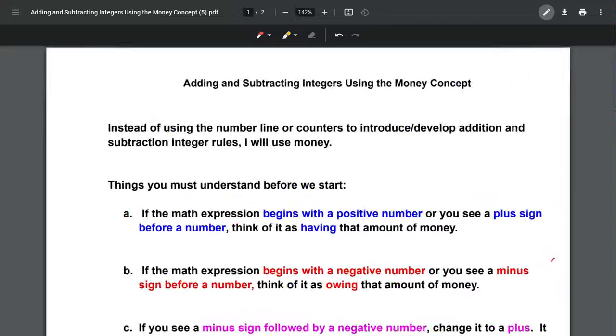All right, so I noticed Friday some of us did not understand the number line concept. I was trying to get you to develop the rules for addition and subtraction of integers using the number line. And we would have gone on to do counters, but since we have a group that already knows this information, I need to try to catch you up as quickly as possible.